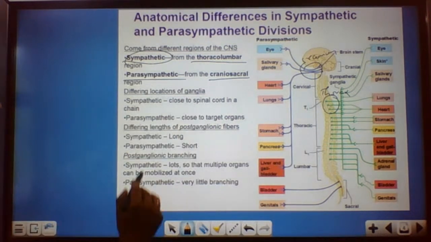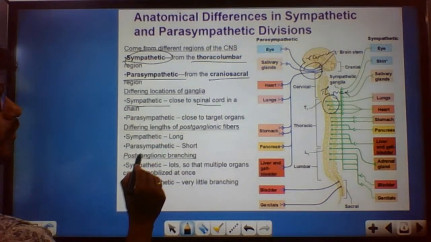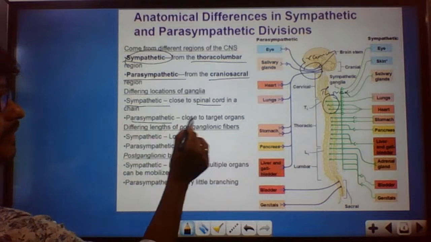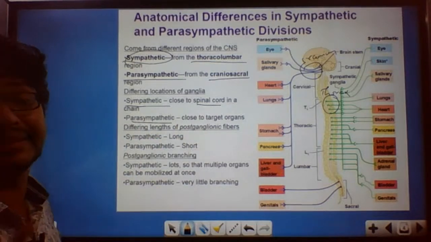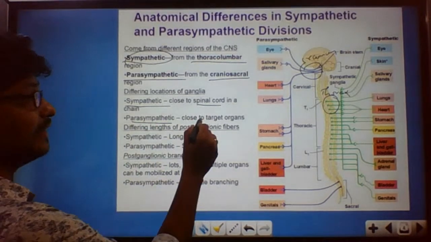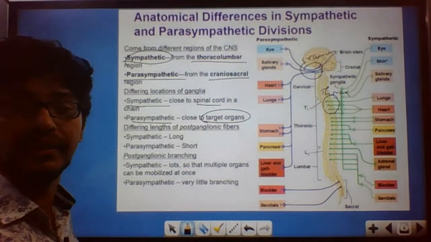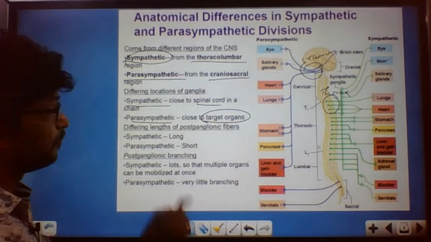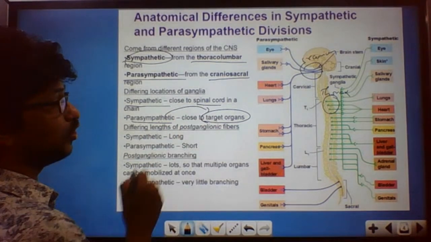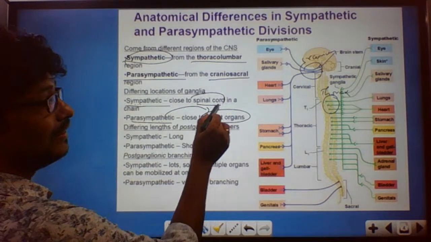Locations of the ganglia. As far as sympathetic is concerned, the location is very close to the spinal cord. But in the parasympathetic, it's close to the target organ. This makes a difference again. Parasympathetic nerves are close to the target organs, maybe a liver, a spleen, or a kidney, whichever organ you're talking about. But sympathetic nerves are close to the spinal cord.